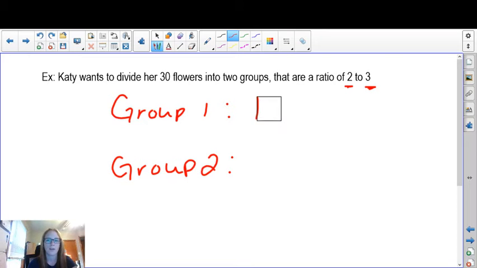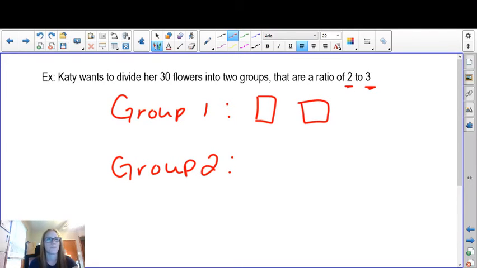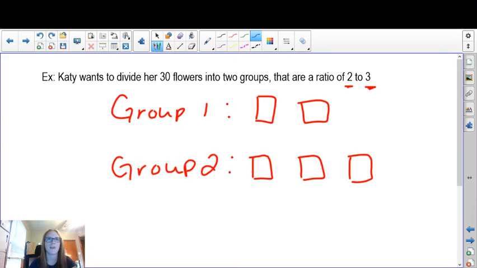And I'm really pathetic. I can't draw, so I make boxes. Squares are the thing that I use because they're easy. Then we have 3 of whatever in group 2. Again, boxes. So I need to figure out how many total boxes I have right here. So right now I have 5 boxes, right? 1, 2, 3, 4, 5.